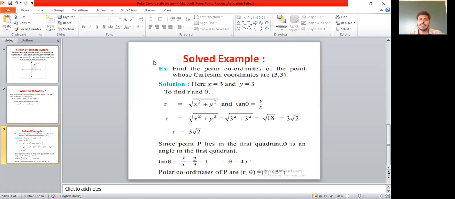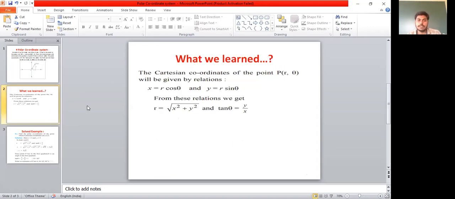The first example is: find the polar coordinates of the point whose Cartesian coordinates are (3, 3). Here we are asked to find the polar coordinates, that is r and theta, and we are given the Cartesian coordinates x and y. Now here x equals 3 and y equals 3. To find r and theta, we know that x equals r cos theta and y equals r sin theta.